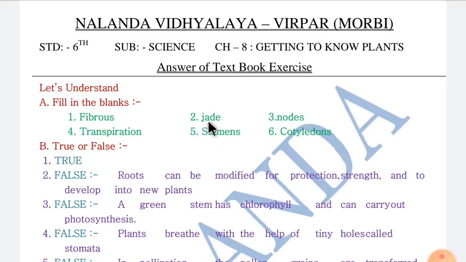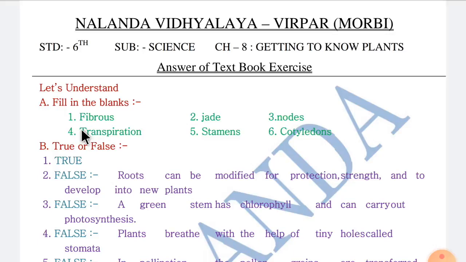Next, stem of dash swell up to store water in them. The answer is Z. Next, leaves arise from the nodes of the stem.